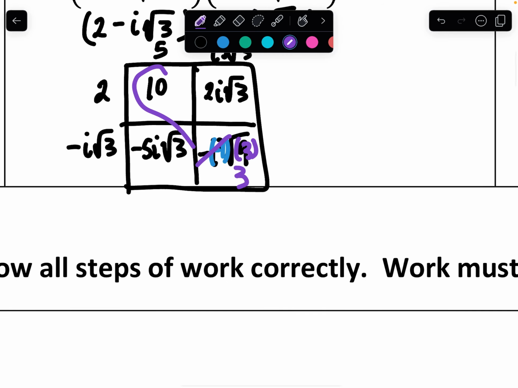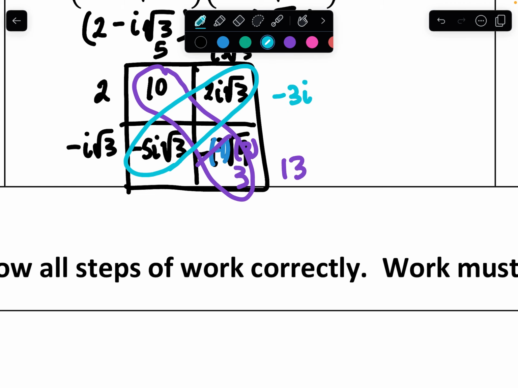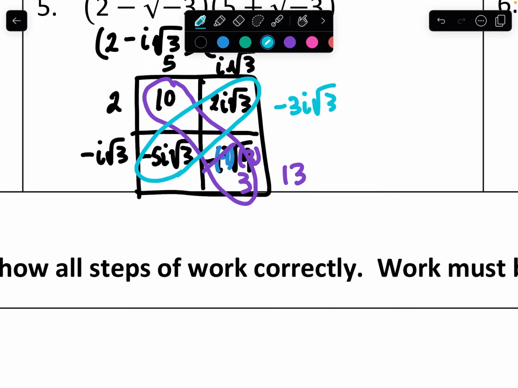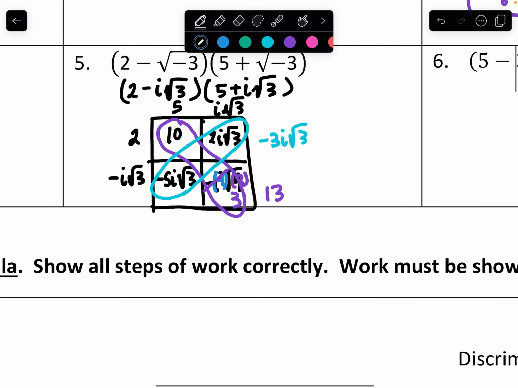And so the real part is 3 plus 10, which is 13. And then the imaginary is -5i root 3, and then 2i root 3. Those are like terms, so that would give us -3i root 3. And so our final answer would be 13 minus 3i root 3.